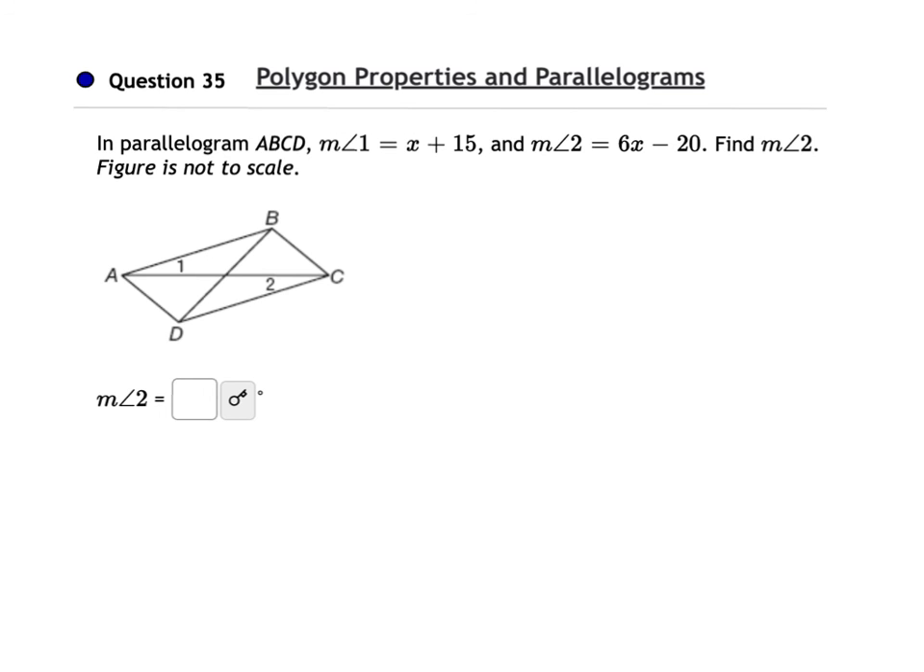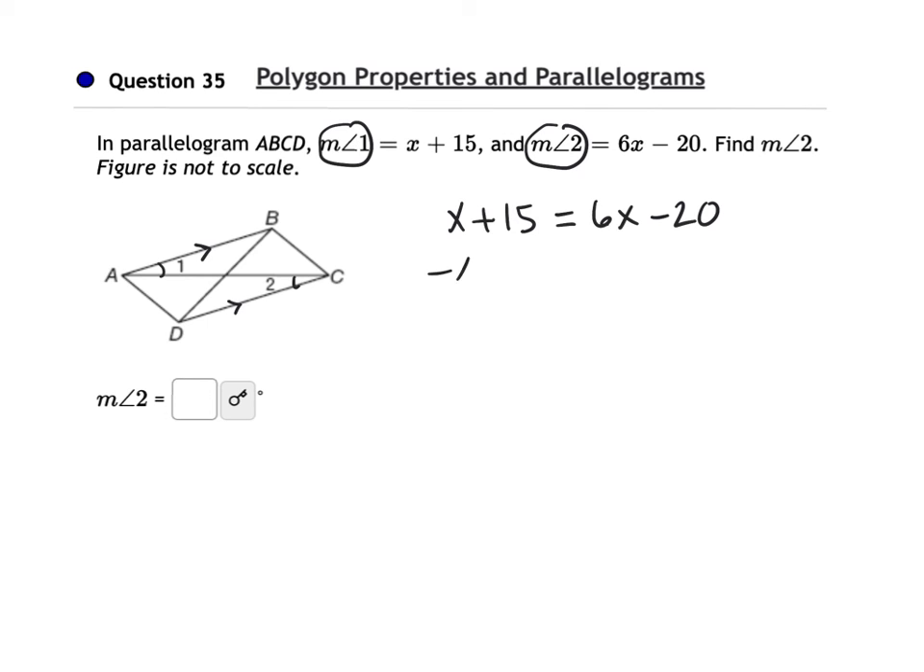Last one here is question 35. All you need to do is recognize that it's a parallelogram. These opposite sides are parallel. That means this angle and this angle are alternate angles. They're congruent. So the measure of angle 1 is the same as the measure of angle 2, which means that x plus 15 is equal to 6x minus 20.